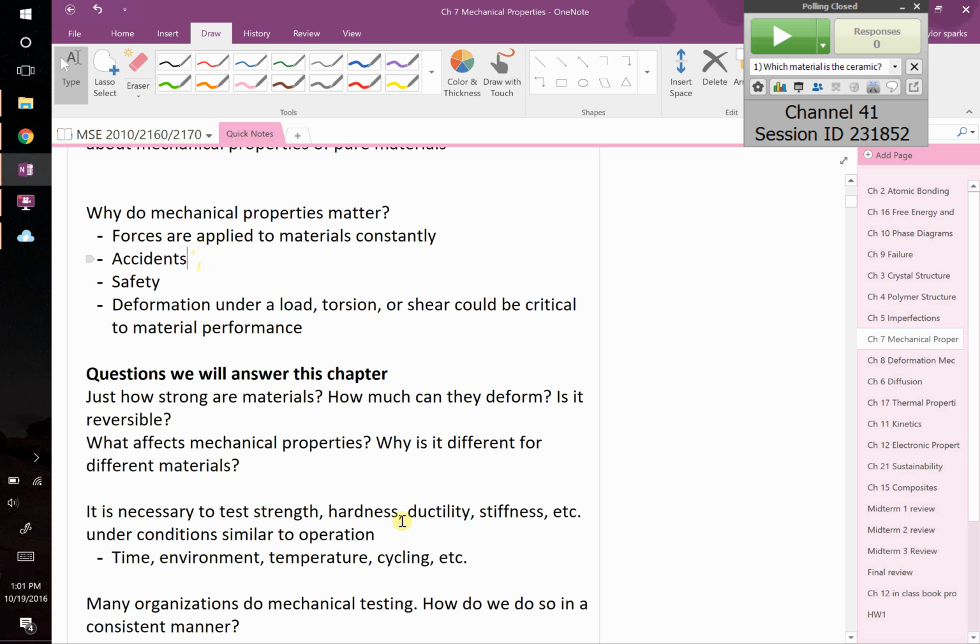A lot of the things that break that lead to accidents or safety concerns have to do with mechanical forces causing an object to fracture. Not always, but oftentimes.